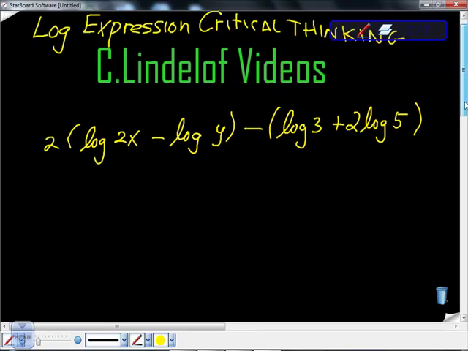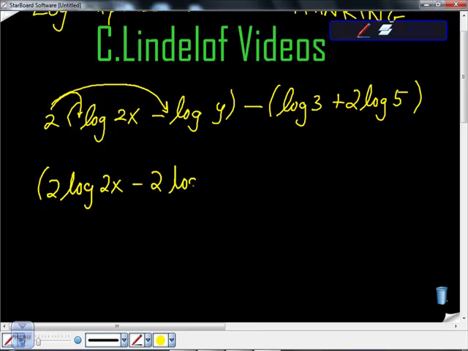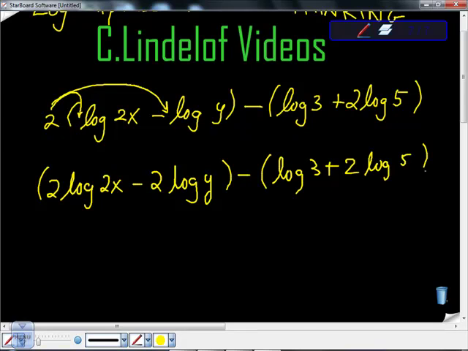The next thing I'm going to do is distribute this 2 into here and here. There's tons of ways to do this, so if you don't like this way, do it your own way, but this is what I'm going to do. I'm going to say this is 2 log 2x minus 2 log y minus log of 3 plus 2 log of 5.